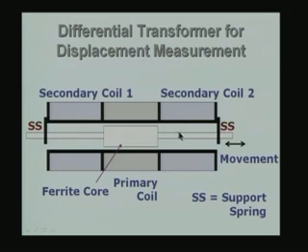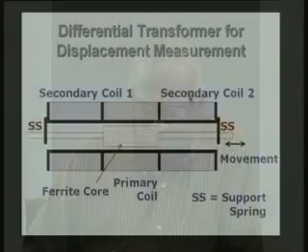Suppose now it moves to the left, in which case secondary coil 1 is going to be more closely linked magnetically, and therefore, this is going to produce a higher voltage, and this is going to produce a lower output, and therefore, the difference will be a negative value. One of them will be negative with respect to the other one. Actually, both the outputs are AC outputs, and therefore, when I say positive or negative, we will have to look at it more carefully a little later on.